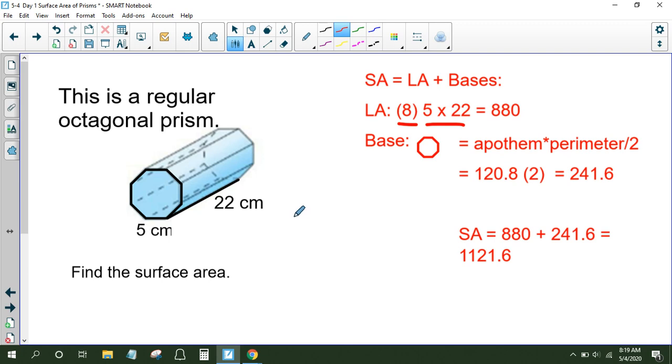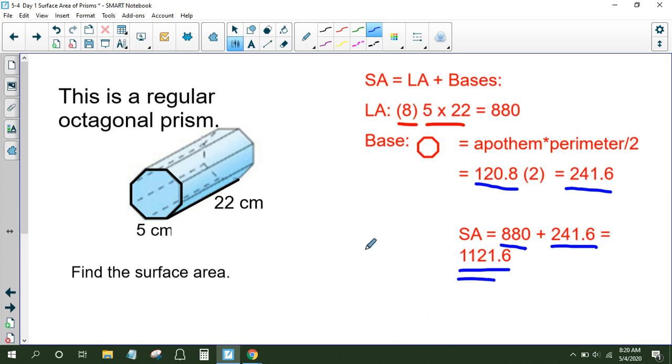Now, we're going to have to go back to Unit 9 and use our knowledge of finding the area of a regular octagon, which is the apothem times perimeter divided by 2. I'm not going to go through that entire thing again because we spent a couple of weeks doing that. If you need to go back and look at those notes and videos, I would suggest you do that. Anyway, we would find that the area of one of the octagons is 120.8, but since we have 2 of them, the total area of the bases would be 241.6. Now, the total surface area would be the lateral area plus the base areas, and we get a total surface area of 1,121.6.